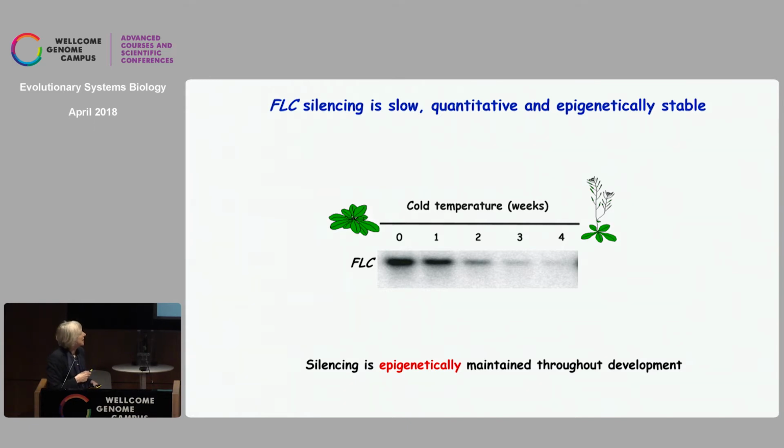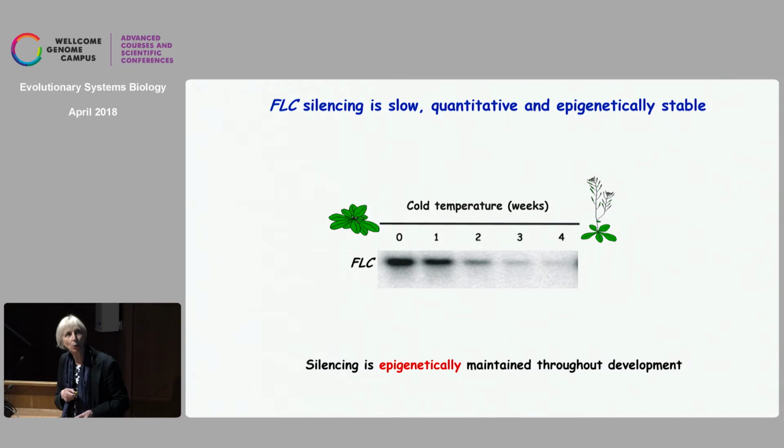So this is vernalization, the sort of classic picture, in that the plants, when they don't have any cold, are expressing FLC at a very high level. Plants are vegetative. But then with increasing exposure to long cold, weeks of cold, you see this slow, progressive shutdown of FLC expression.